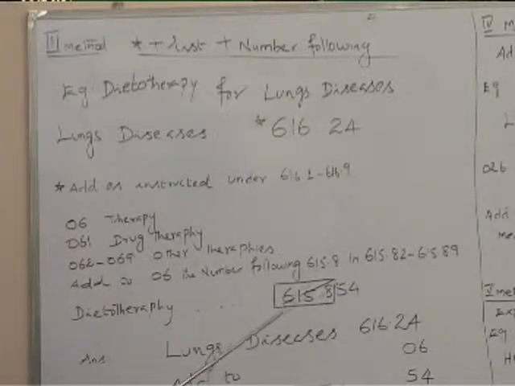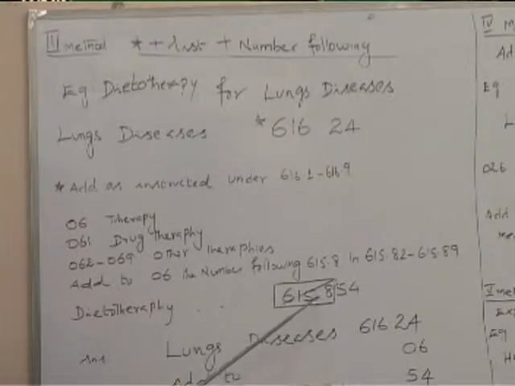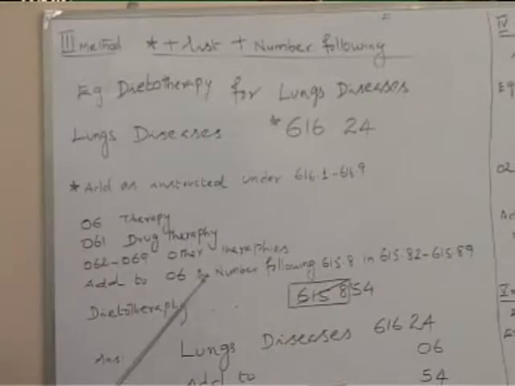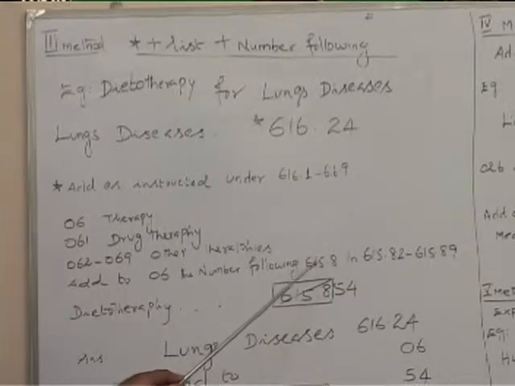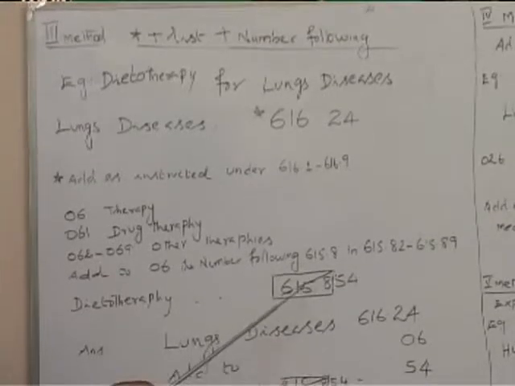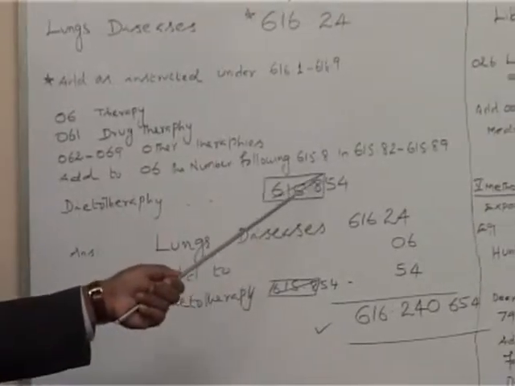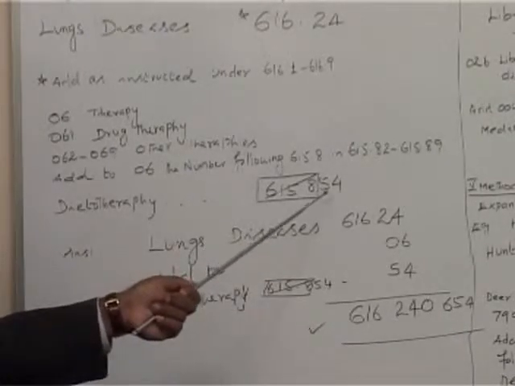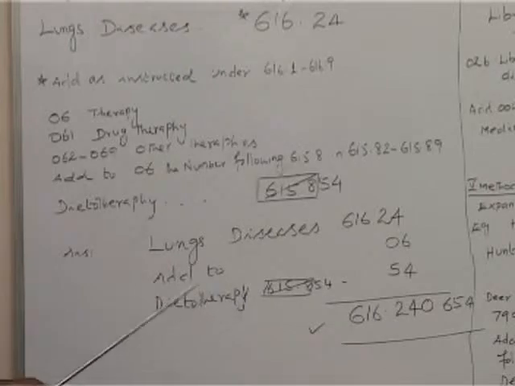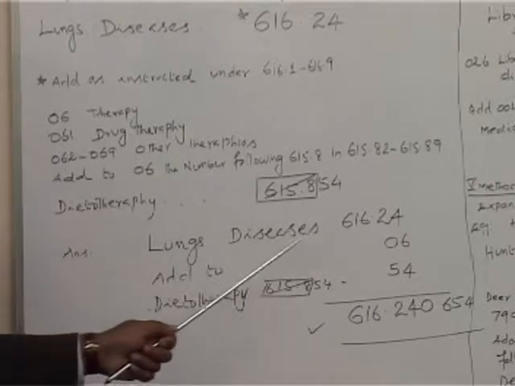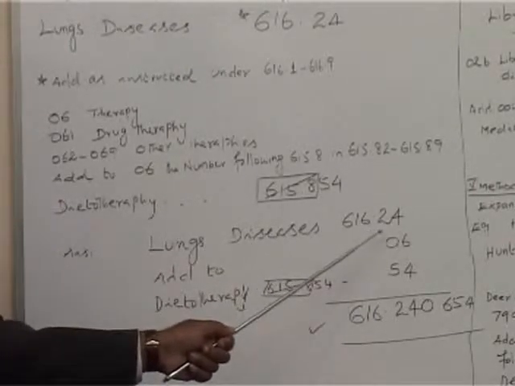Do you find it? Yes. So dietotherapy number is 615.854. But one more instruction is pending here: the number following 615.8. So what is expected, you have to add only the number following 615.8. So according to that, you have to cut down 615.8 and you have to take only the remaining 54. Now let me explain with the final answer. So lung diseases, already you have got 616.24.